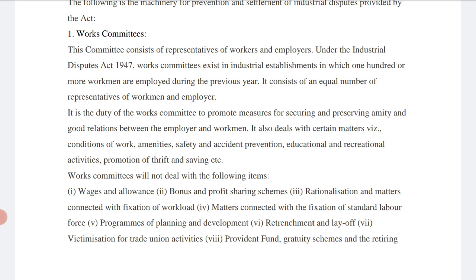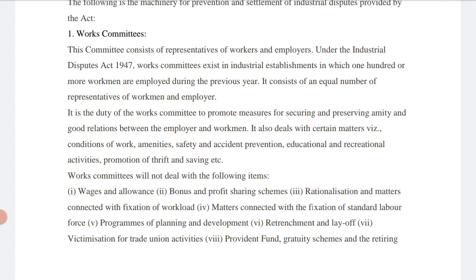What are the matters dealt with in this committee? First, the facilities which should be provided to the workers, whether they are provided or not. The second thing considered is whether fair wages and fair remuneration are provided to the employee or not. Then safety and accident prevention measures, and recreational facilities and activities: are they provided or not?